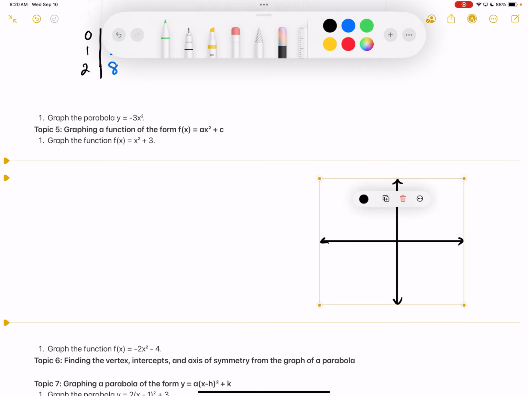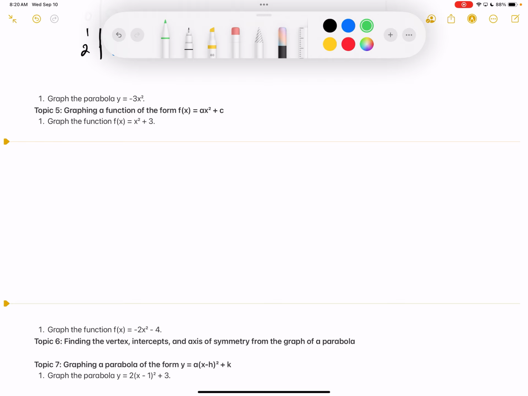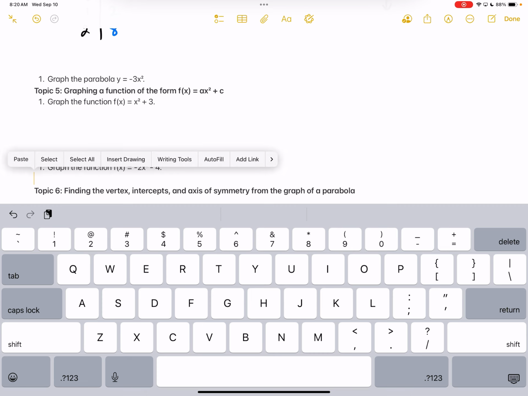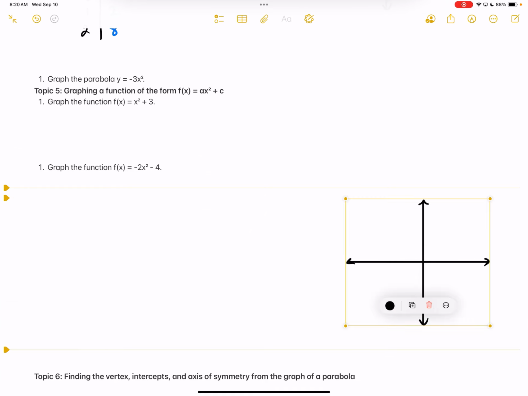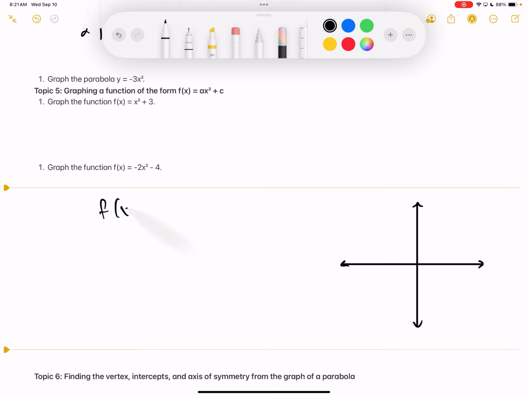All right, next one. Actually, let's do a negative. f of x equals negative 2x squared minus 4. So again, get in the habit of looking at it. The number in front of x squared here, a, is negative 2. So since that's negative, it opens down. So I know the shape of this graph is going to look like this, okay? It's a way to check it real quick.